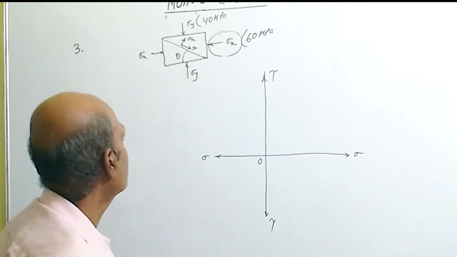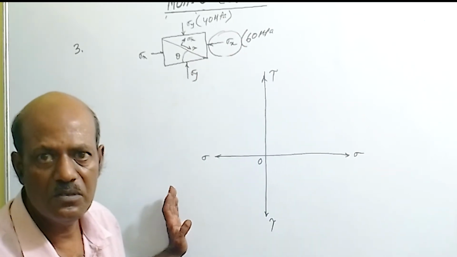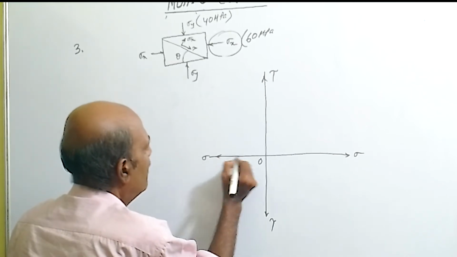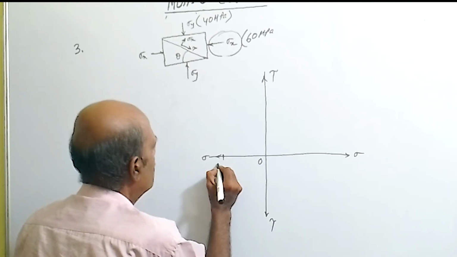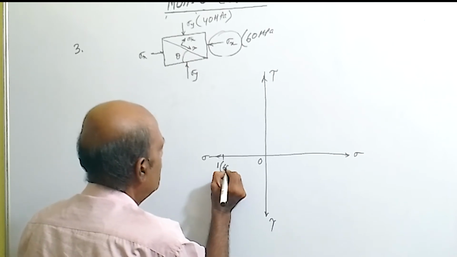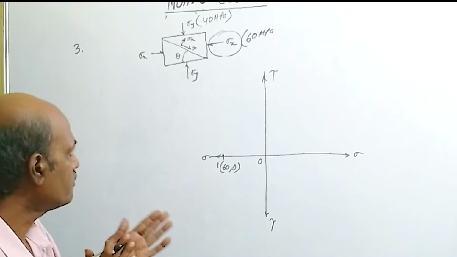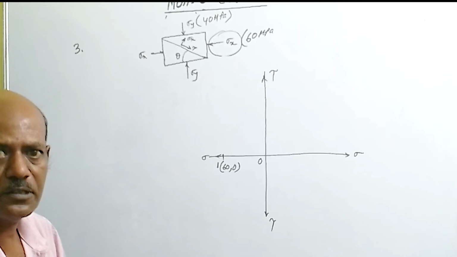Now on the x face, what is the stress acting? Only sigma x, tau is 0. So 60 megapascal by some scale. Say this is 60 megapascal, (60, 0). So this point is point 1, (60, 0). This is the first point which is obtained from the x face.